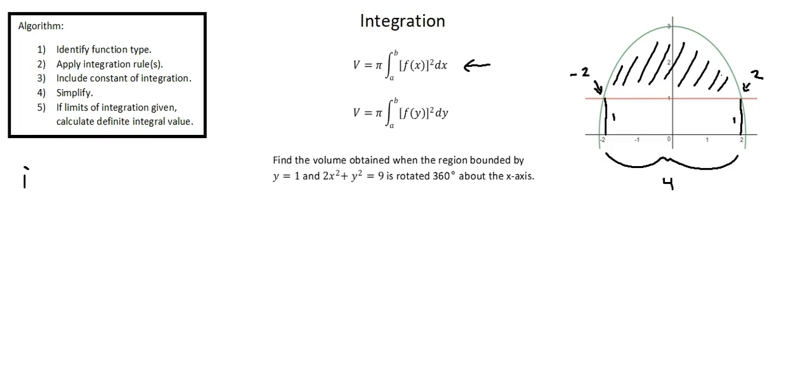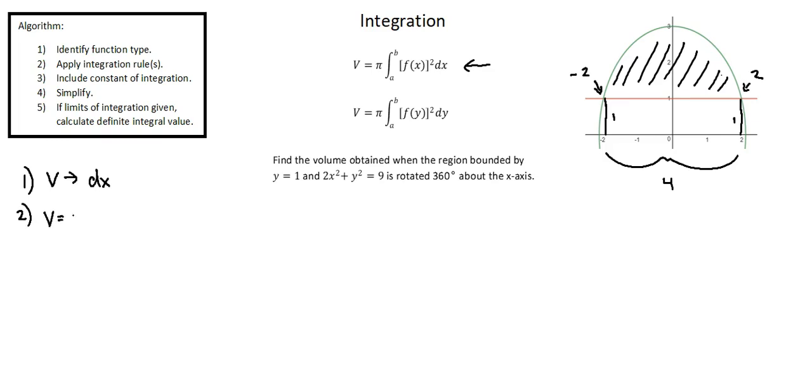Step 1, identify function type. I see in this scenario the function I'm working with is the boundary of a volume of revolution. So I'm working with a function relating to a volume calculation. Therefore, I need to use one of the two volume integration rules. We've identified that we're dealing with the x-axis for revolution, so we'll use the with respect to x integration rule. Step 2, apply the rule.